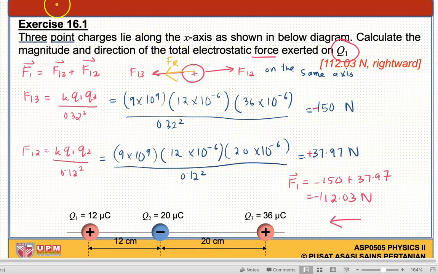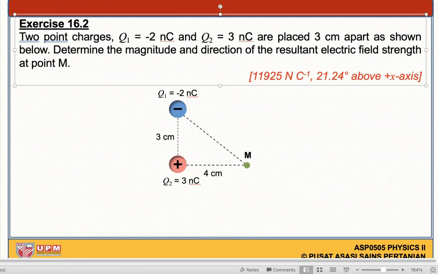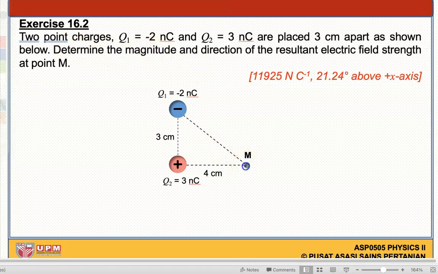Okay. Next example. Two point charges, Q1 of minus 2 nanocoulomb and Q2 of 3 nanocoulomb, are placed 3 cm apart as shown below. Determine the magnitude and direction of the resultant electric field strength at point M. I don't know why they like to use M. If it was me, I would use N because of Nadia, right? So he wants to know the electric field acting at point M.